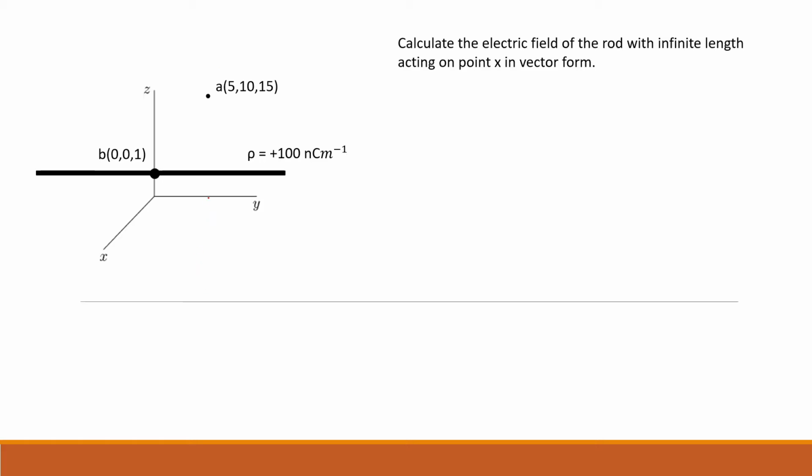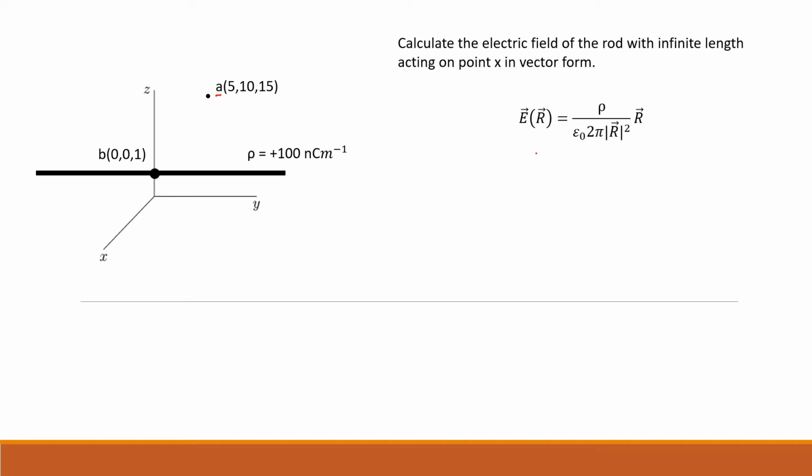As we can see here, we have a charged rod levitating horizontally above the ground at z equals 1. The charged rod is given by a linear charge density equal to positive 100 nanocoulomb per meter, and we want to find the electric field acting on point A. If possible, please pause the video and give a moment of consideration, or even try out the question before proceeding further.